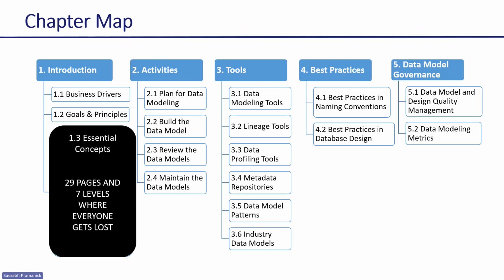Now here you can see a map of how the entire data modeling topic has been split. It starts with the business drivers. What are the goals and principles around that? Within the goals and principles, you have formalization, scope definition, knowledge retention. Then you have the different types of activities involved that we have seen. Then we have the different types of tools that would be used. What are the best practices? What are the naming conventions? What are the ISO standards that are associated? How you do the data modeling aspect? And then the last part is the governance aspect, right? So this is how the entire chapter has been split.